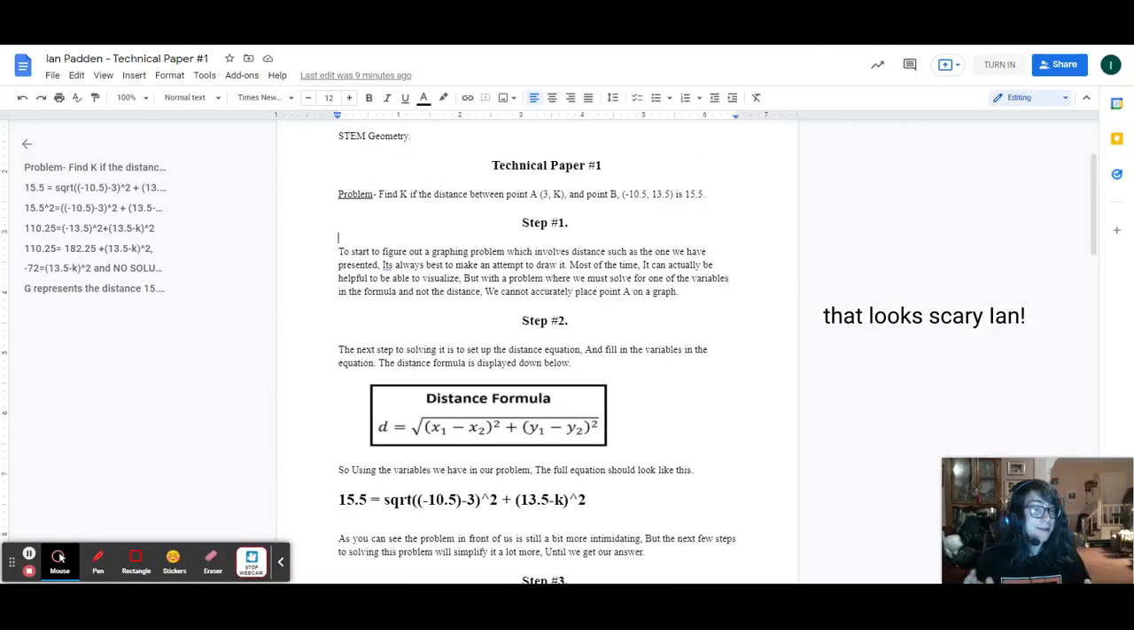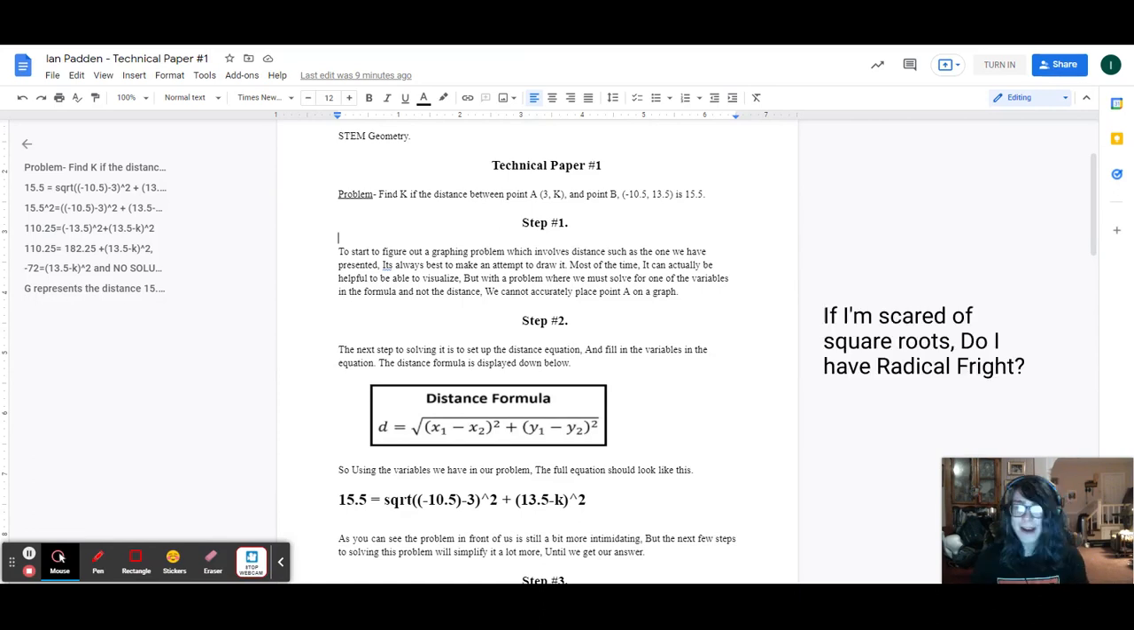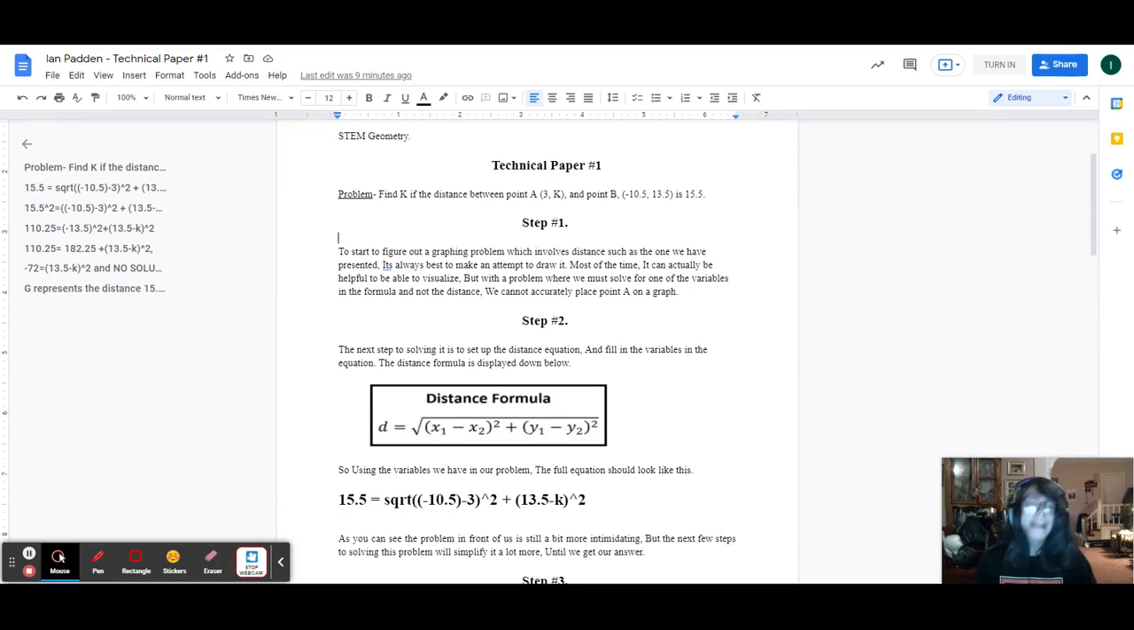Now, I know what you're thinking here. Oh boy, Ian, this is going to be quite the problem, isn't it? It's actually not. Really, what's probably making you think that is that big square root we can see right up there. And that's actually the first step: we're going to get rid of that square root. So to get rid of the square root, all we do is square both sides of the equation.